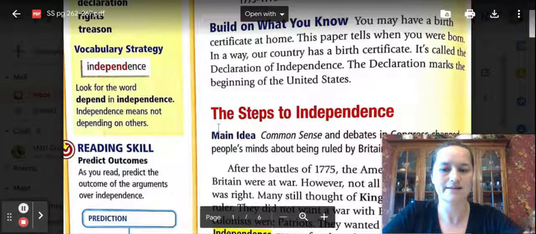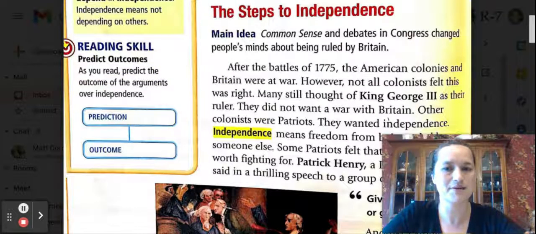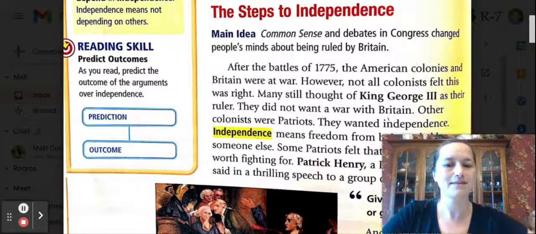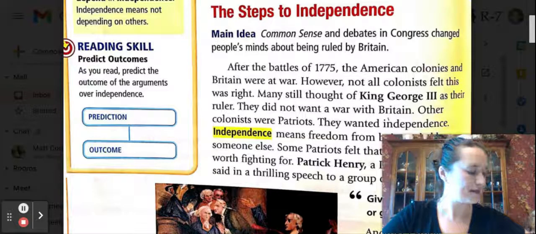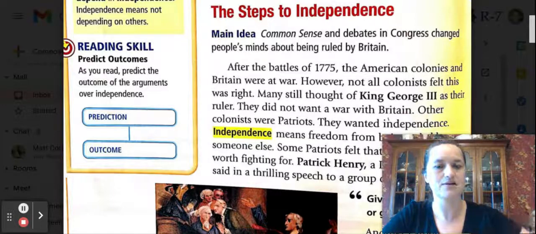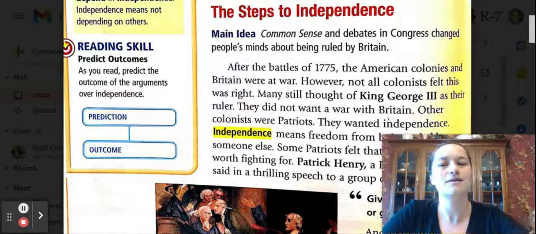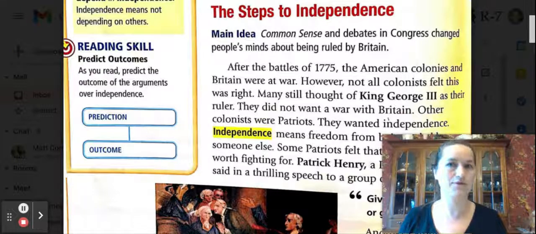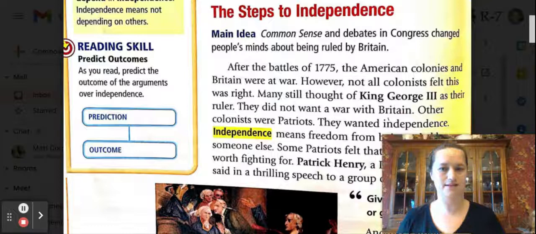The main idea of this next passage is that Common Sense and debates in Congress change people's minds about being ruled by Britain. Common Sense is an article that was written by a person called Thomas Paine, and it started to change people's minds about being ruled by Britain. At this point in American history, we were still a colony of Great Britain. We were not America yet. We were not our own country. We were not the United States of America. We were a colony of Great Britain, so they ruled us.